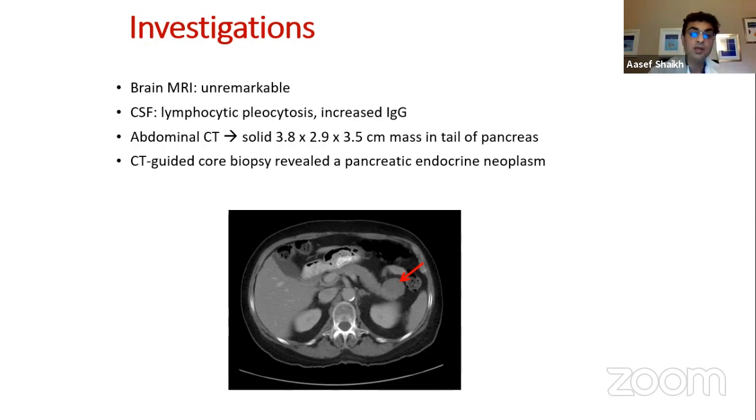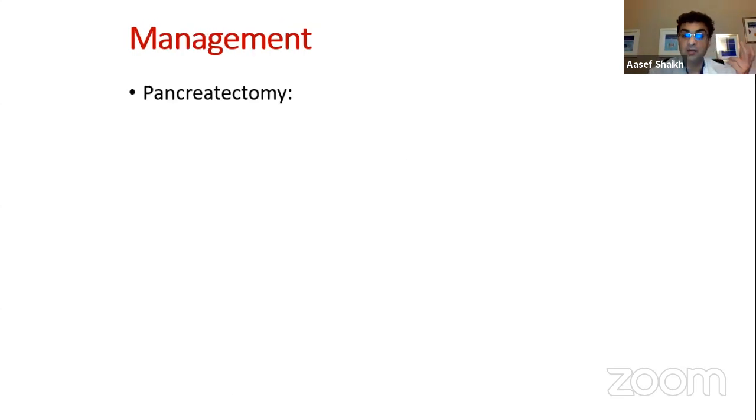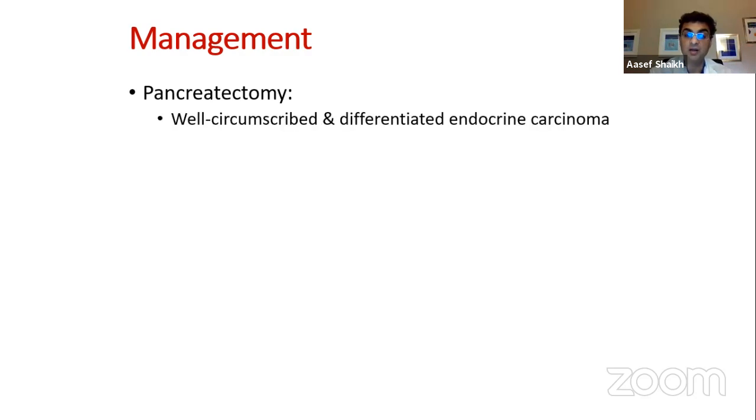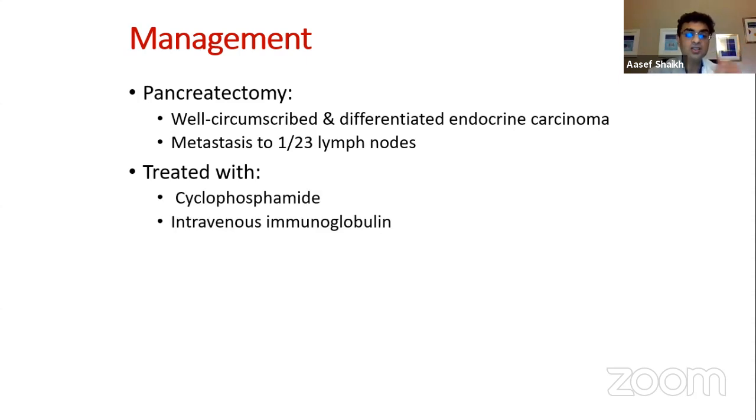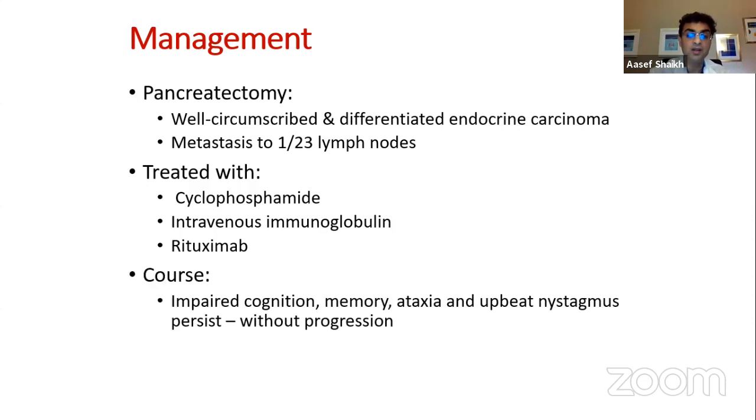They did a pancreatectomy. There was a well-differentiated, well-circumscribed endocrine carcinoma. It was metastatic to 1 out of 23 lymph nodes. It was treated with anti-cancer drugs, IVIG, and rituximab. In the course, she still had impaired cognition, memory, and upbeat nystagmus, but its progression got arrested. So that was the good part.